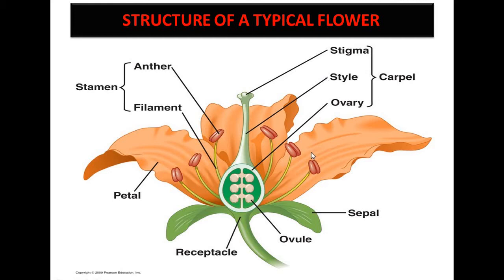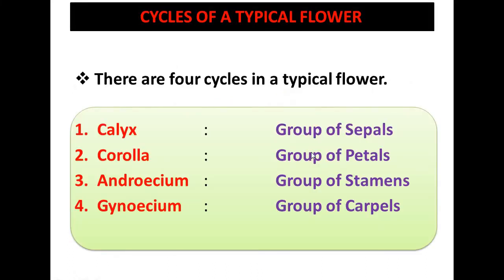Before starting the structure of the stamen, just recall there are 4 cycles in a typical flower: calyx, corolla, androecium and gynoecium. Calyx is the group of sepals. Corolla is the group of petals. Androecium is the group of stamens. And in the same way, the gynoecium is the group of carpels. That you know very well.